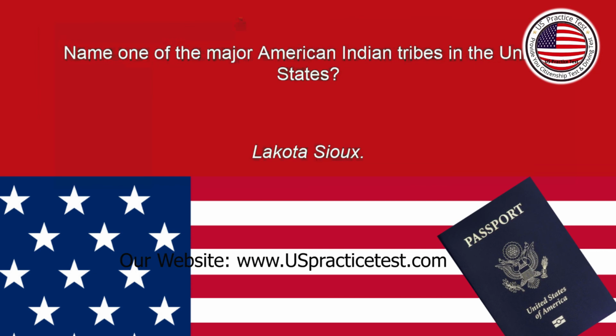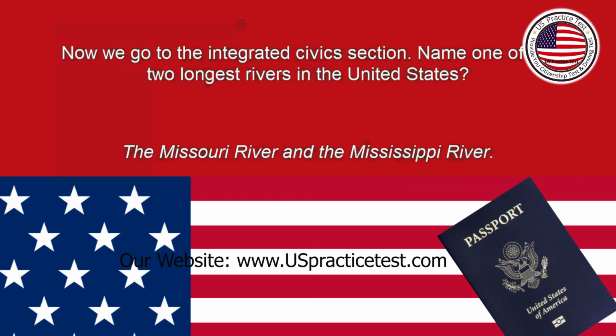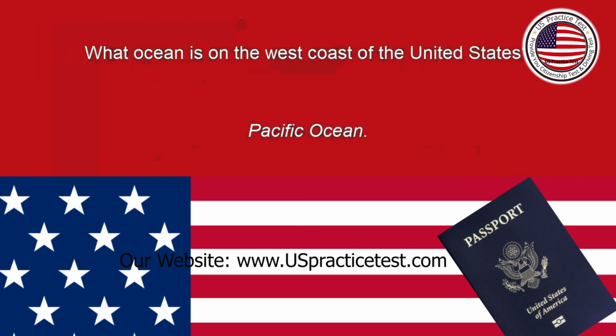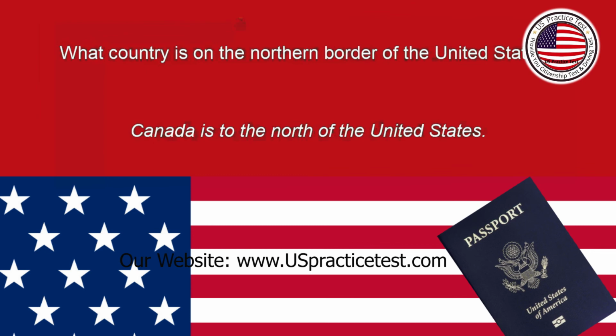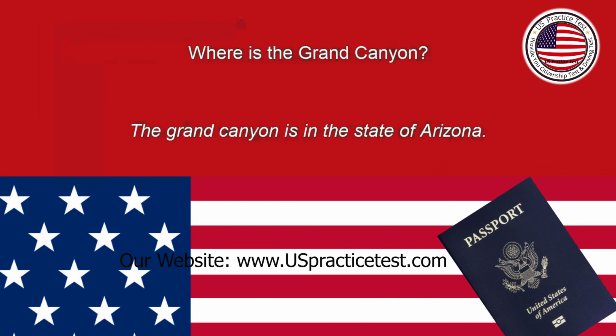The Lakota Sioux. Now we go to the integrated civics section. Name one of the two longest rivers in the United States. The Missouri River and the Mississippi River. What ocean is on the west coast of the United States? The Pacific Ocean. What country is on the northern border of the United States? Canada is to the north of the United States. Where is the Grand Canyon?